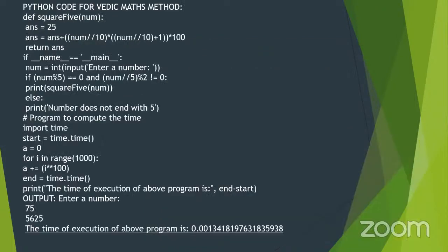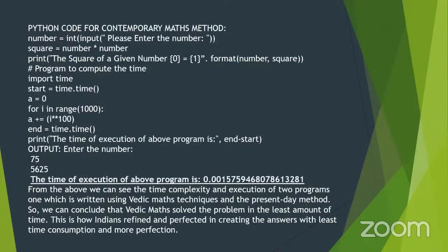Sir, next slide. I just want to tell a few things about what I've written, which is the Python code using the Vedic maths technique. And you can see the time of execution of the above program is 0.001341. Sir, next slide, please. See, here the time of execution of this is 0.00157. You can spot the difference, how the contemporary, the present method which is taught, and the Vedic math sutra, how fast it can solve.